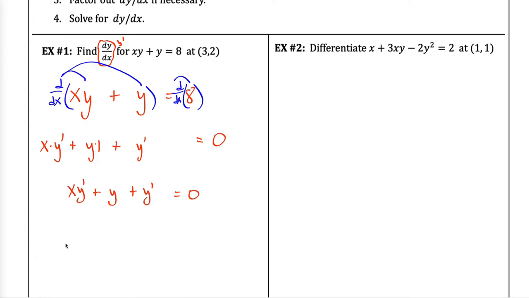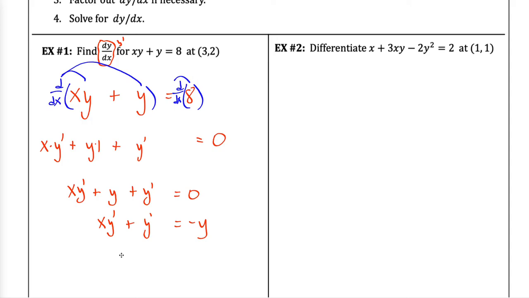Subtract the plane line on the other side and factor out a y prime. I didn't hear the second thing you said. Factor out a y prime. Good, very good. So your goal, if you're trying to solve for something, is to group them together.